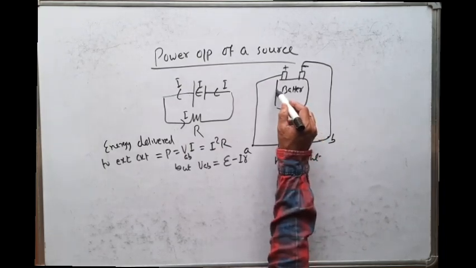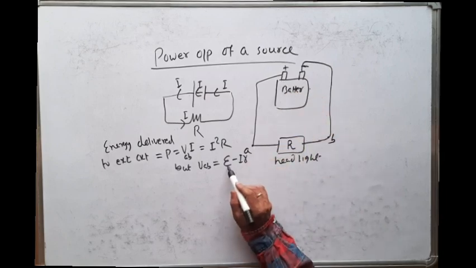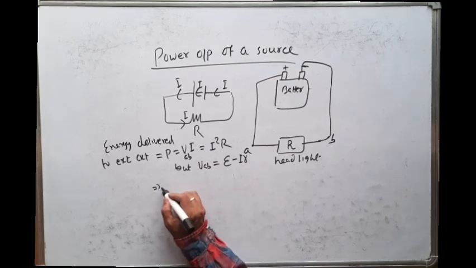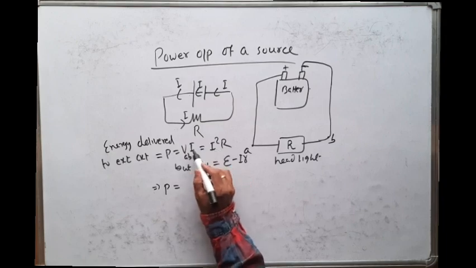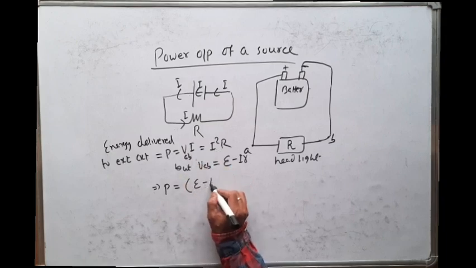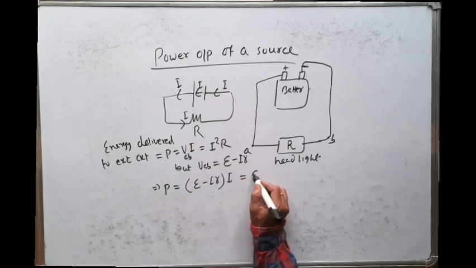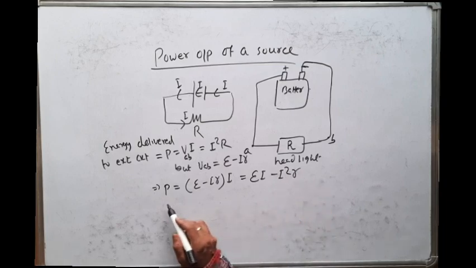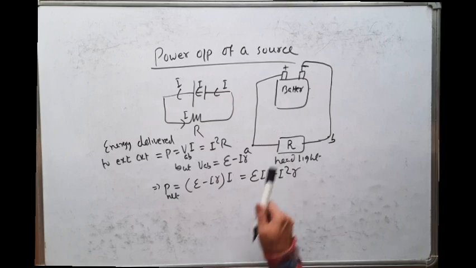The voltage across this battery, that is the output voltage across the battery, is the maximum voltage E minus the internal drop. So power is equal to V into I. In place of V, you write E minus IR, into I. That is equal to EI minus I square R. So this is the net output power across the load.